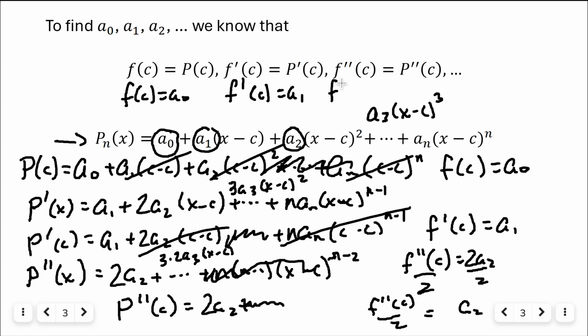So f double prime of c over 2 is equal to a2. All right, that's 3 of the coefficients. But I want to be able to do this for the nth coefficient, no matter how far we go. So let's go to the next slide here, and we'll write out a couple more terms so you kind of get the idea of what's happening.